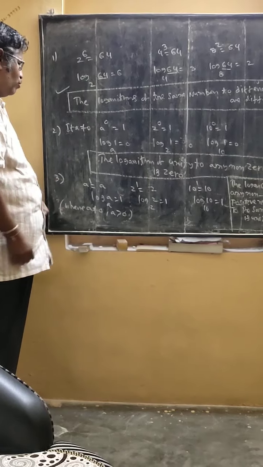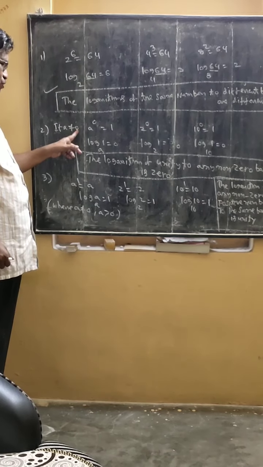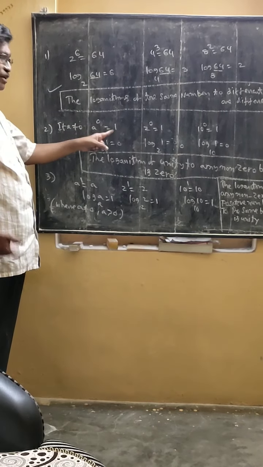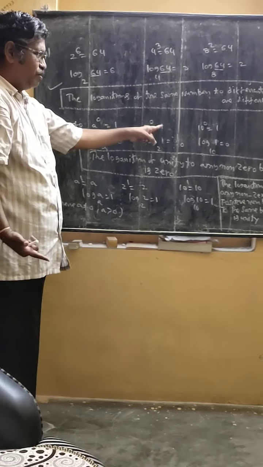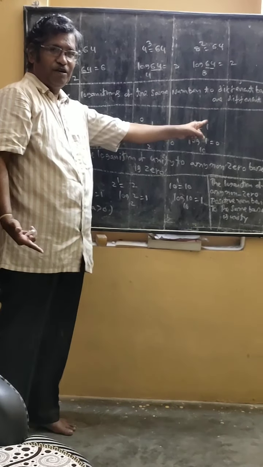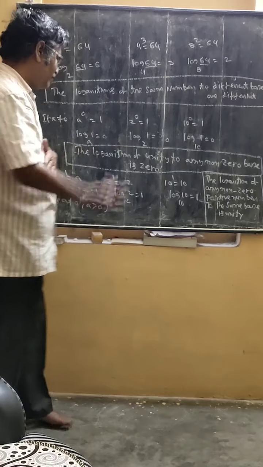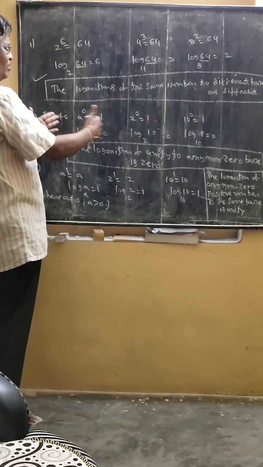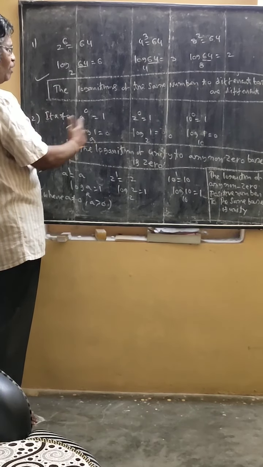Let us see one more rule. If a not equal to 0, a power 0 is 1. 2 power 0 is 1, 10 power 0 is equal to 1. Convert their exponential form to logarithmic form.